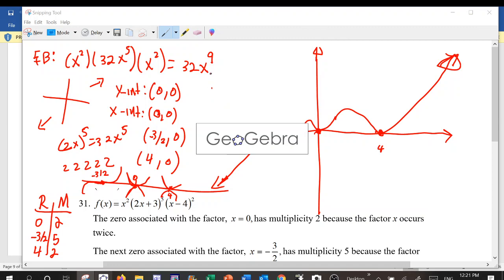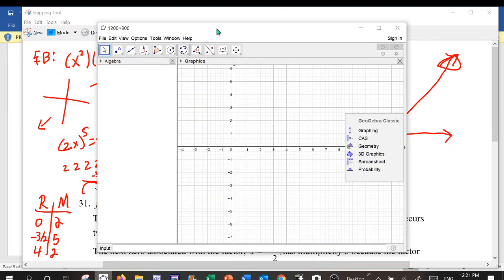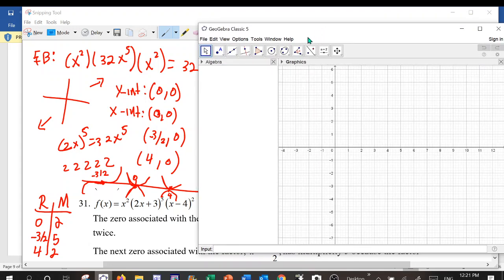So let's look at the actual picture and see if we get something close to that. There we go. Y equals x squared, and then we got 2 of these. I don't know if you see it down there, but I'm actually typing 2x plus 3, and then I have to raise it to the 5th power, and then inside the other parentheses I have x minus 4, and I have to raise it to the 2nd power. There.